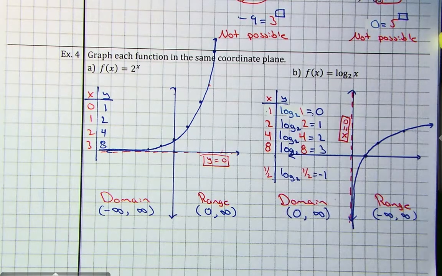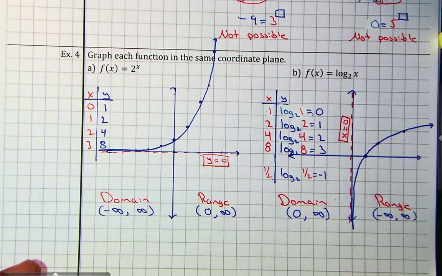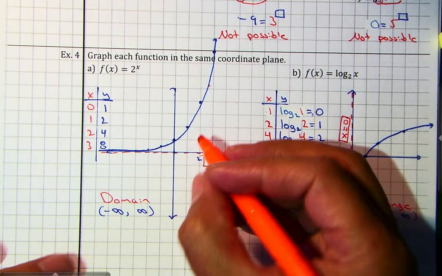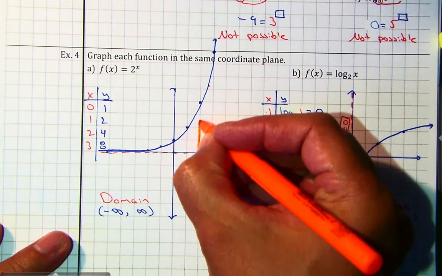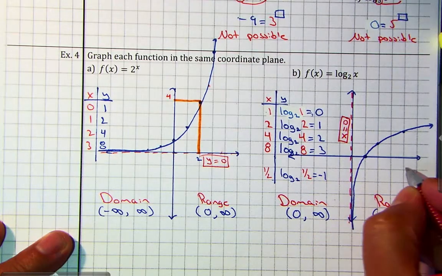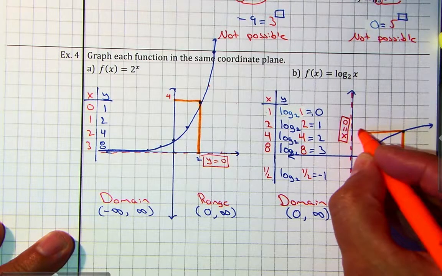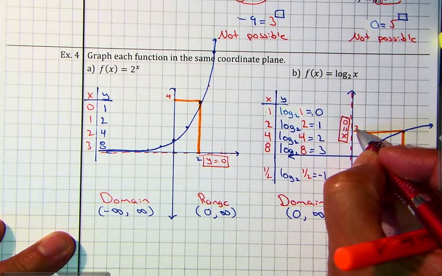So what does that mean? So remember what it means. It means that if you plug in a 2 here, you end up with a 4. So therefore, if you plug in a 4 over here, you end up with a 2. So they undo each other.